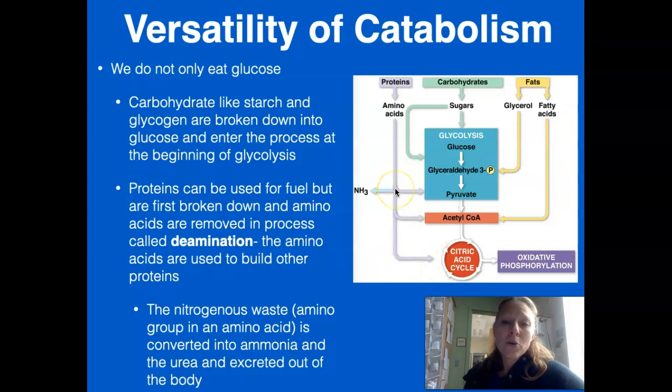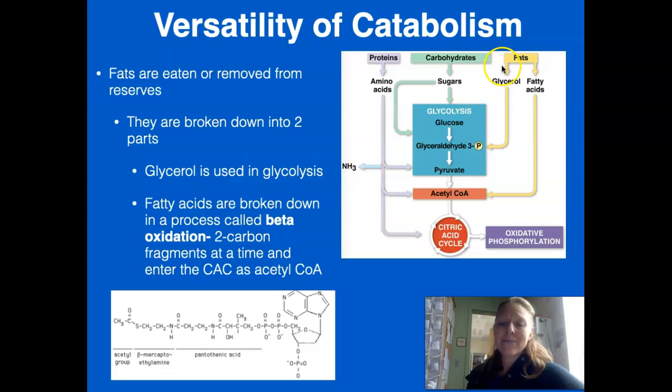And so remember that proteins have nitrogen. And so the nitrogenous wastes are going to be converted into ammonia and urea and excreted out of the body through the kidneys, which you know all about. And so finally, let's look at fats. As fats are eaten, we're going to break those down into two parts. We know that triglycerides have that glycerol head and the fatty acid tails. And so the glycerol head is going to go into glycolysis, and the fatty acid tails are going into pyruvate processing. And they're going to become part of acetyl-CoA.